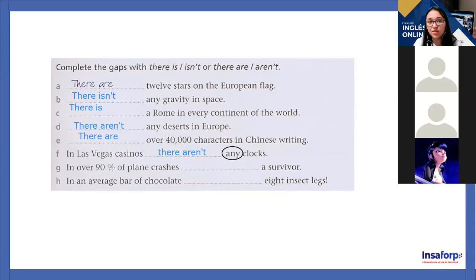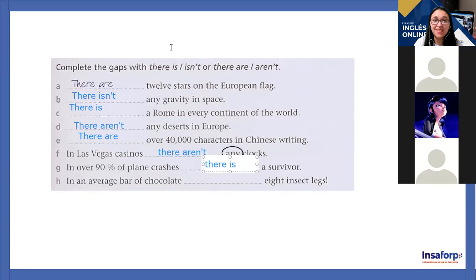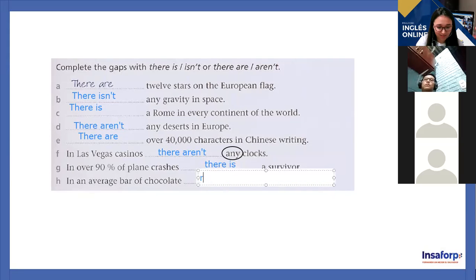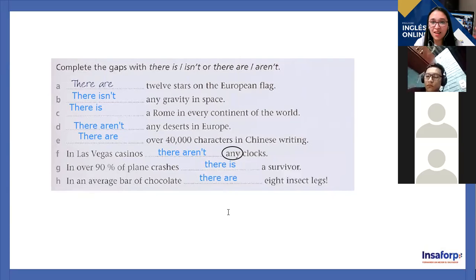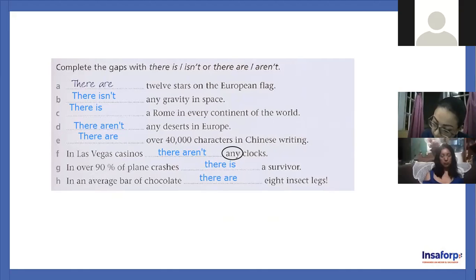What about letter G? In over 90% of plane crashes, what can be? There is. There is a survivor. Yeah. What about letter H? In an average bar of chocolate, what can be the word? There are. There are, right? There are, let's see, 8 insect legs. Let's see if that is true, right? I'm not quite sure. Maybe it is just information.